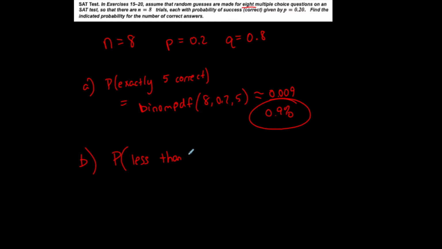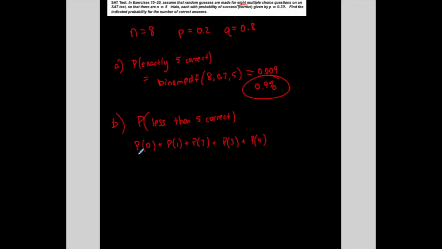Now we'll find the probability that I get less than 5 correct. Less than 5 means 4 or less, right? I'm not including 5. That means I get 0 of them correct, I get 1 of them correct, 2 of them correct, 3 of them correct, or 4 of them correct. This is the probability that I get exactly 0 correct, or, addition for or, the probability I get exactly 1 of them correct, or the probability that I get exactly 2 of them correct, or, addition for or, the probability I get exactly 3 of them. All these scenarios lie within less than 5 correct.